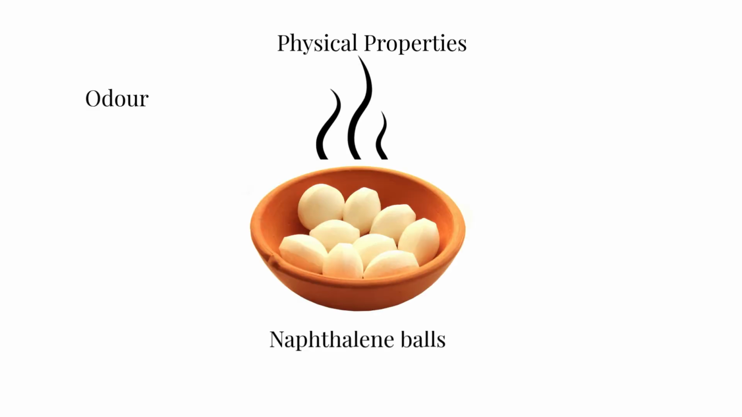Now let's look at another example, odor. Naphthalene balls have a strong smell. So when we smell them, their particles reach our nose, but the substance remains the same. So odor is also a physical property.